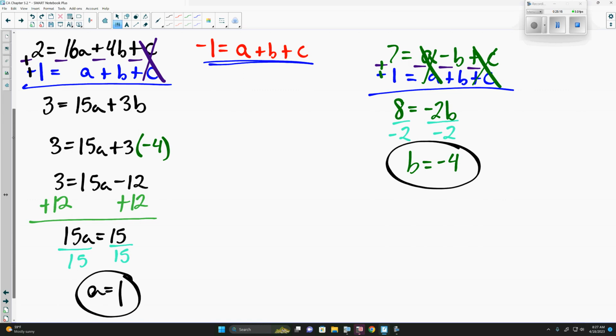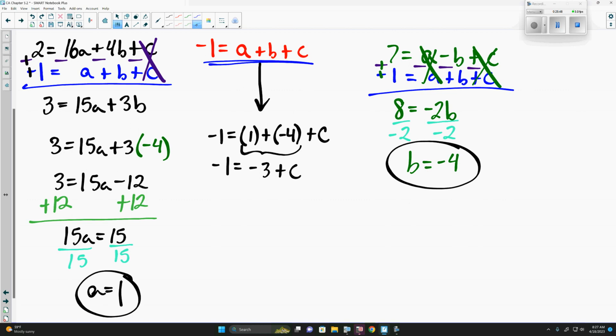So what's the only thing we're missing? C, yes? Well, we can use the only equation we haven't used. We can use this one here in the middle and say that negative 1 is equal to, well, a, which is 1, plus b, which is negative 4, plus c, to solve for the value of c. Well, 1 plus negative 4 is negative 3. And at this point here, we can add 3 to both sides, telling us c is 2.